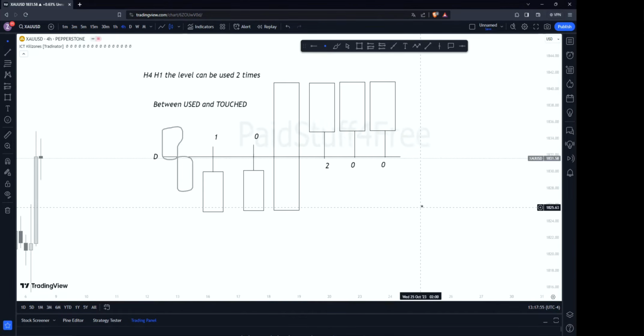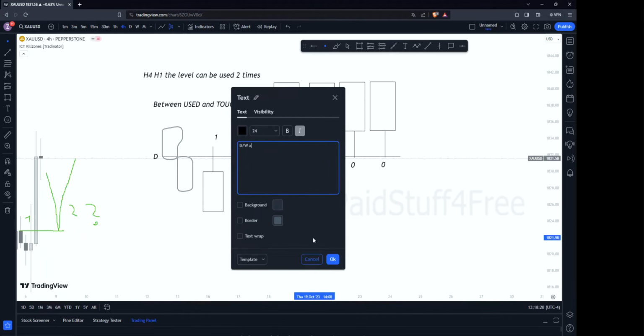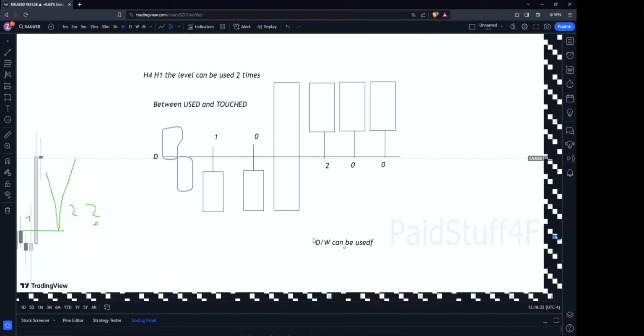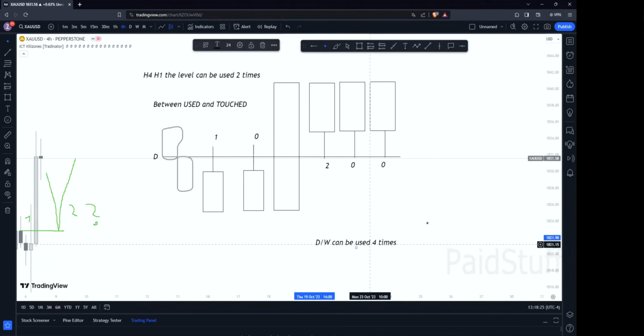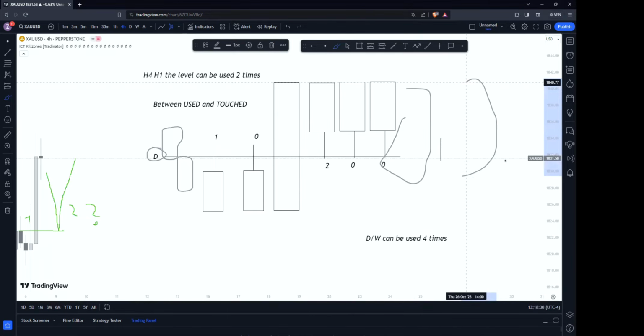Okay, in that case, we can't use that level anymore. Yes, we can't use that level anymore, but I didn't finish. I said on the H4 and H1, the level can only be used 2 times. So if this is H4 or H1, that means we can't use this level anymore. But if the level is daily or weekly, it can be used 4 times. So this is a daily. It can break, touch, break, touch, and that's it.